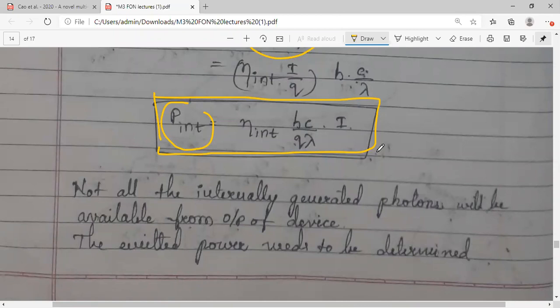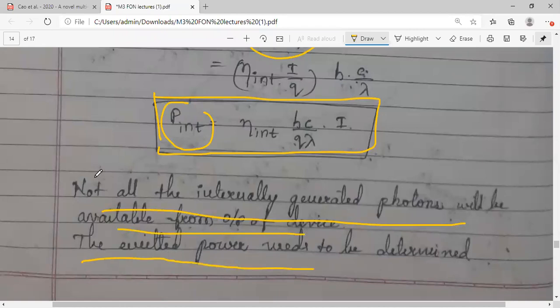This is one part that I talked about. The active region is internal. Talking about the external, it is not necessary that whatever is generated will completely come out. Not all the internally generated photons will be available at the output. So we have to find the emitted power outside also, how much you are getting to couple into the fiber. That we need to find.